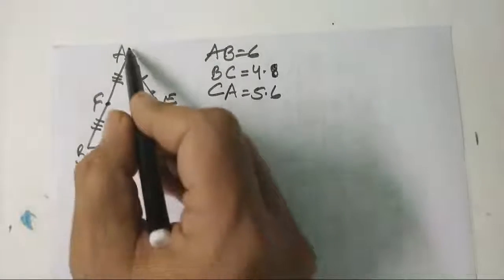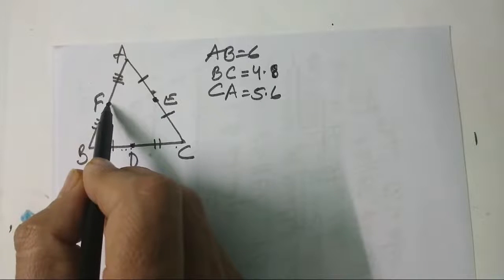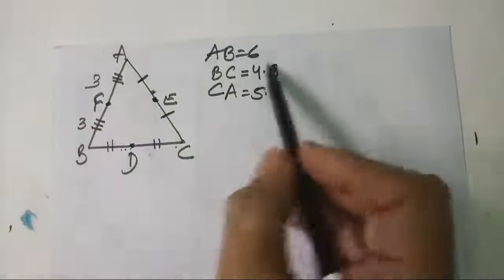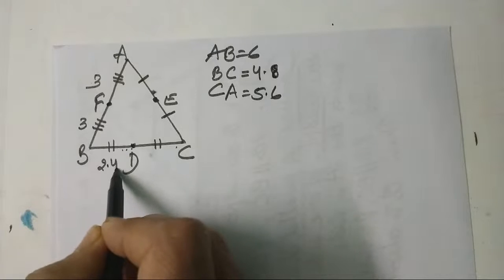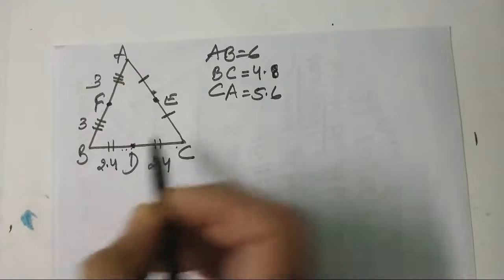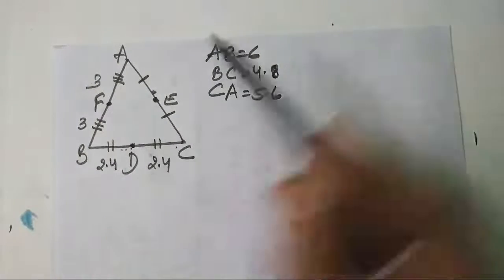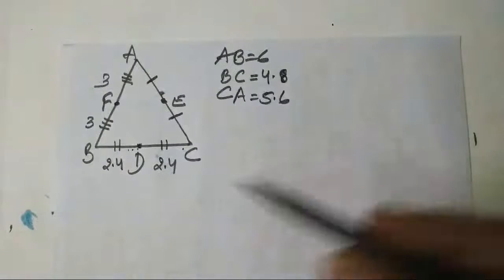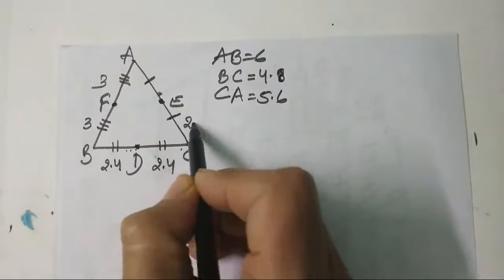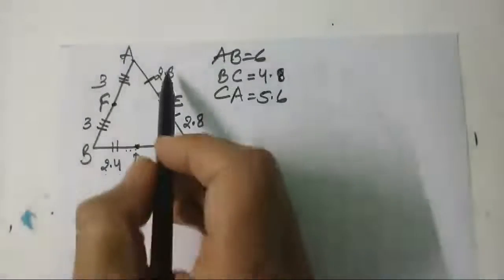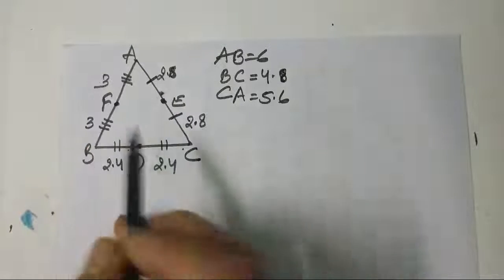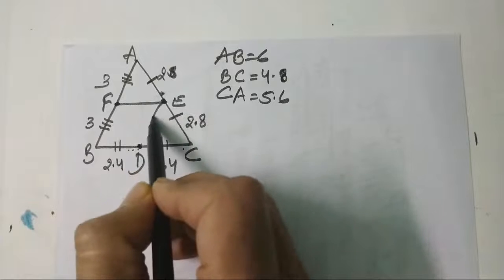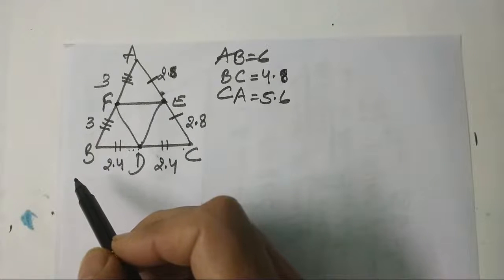So if this length is 6, and F is the midpoint, then this length will become 3. BC is equal to 4.8, so this should be 2.4 and 2.4, because D is the midpoint. CA is 5.6, so since the total length is 5.6, what will be the length of CE? Half of this, so 2.8 and 2.8. These are the lengths: 2.4, 2.4, 2.8, 2.8, 3 and 3. And they are connected by lines. Find the perimeter of the trapezium and the triangle.